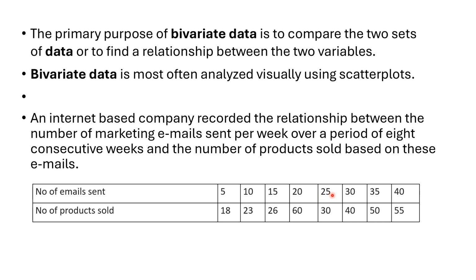Then when they sent 25 emails, they only sold 30 products, which is a bit weird because it dropped. But when they sent 30, it increased again. 35, it increased again. 40 increased again. So 20 is the odd one out here. But yeah, for now, let's look at how we can test you on these questions or on a table given like that.